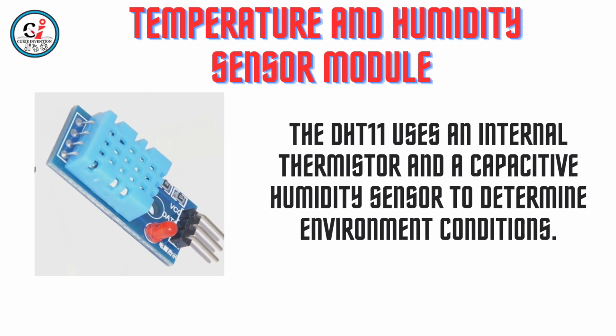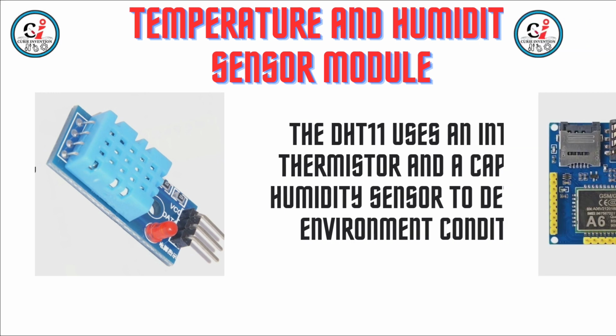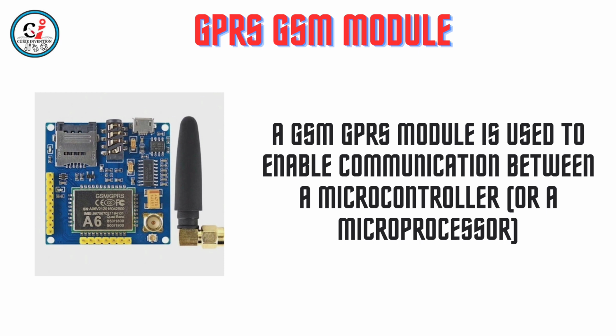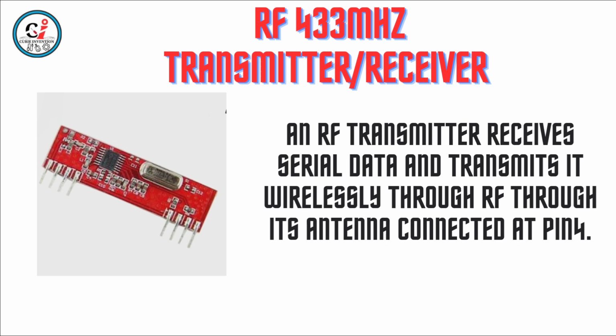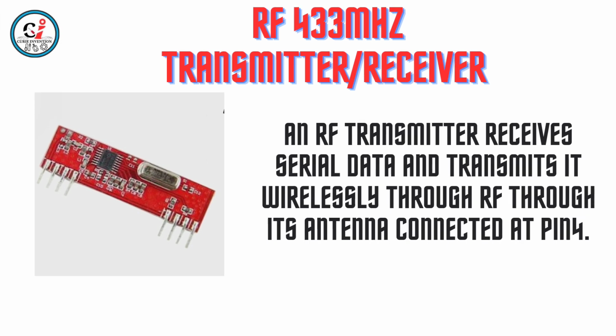Temperature and Humidity Sensor Module. The DHT11 uses an internal thermistor and a capacitive humidity sensor to determine environment conditions. GPRS GSM Module. A GSM GPRS module is used to enable communication between a microcontroller. RF 433 MHz transmitter receiver. An RF transmitter receives serial data and transmits it wirelessly through RF through its antenna connected at pin 4.